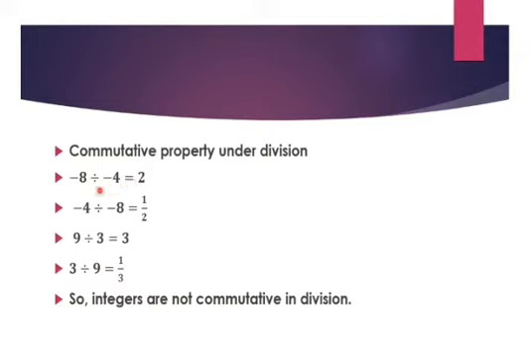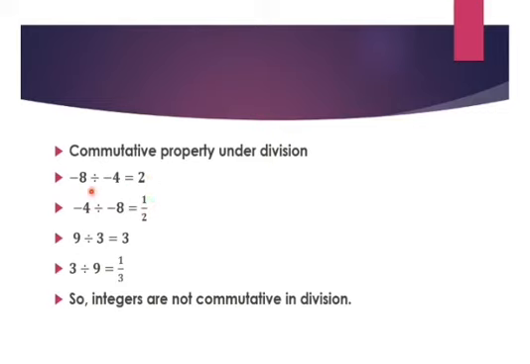But in the reverse order, minus 4 divides minus 8. 4 by 8 is 1 by 2, and put a positive sign because both of them are negative integers. We get 1 by 2. 1 by 2 is not equal to 2.